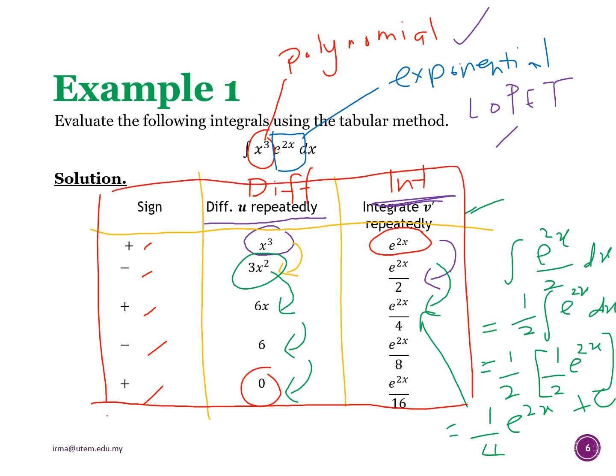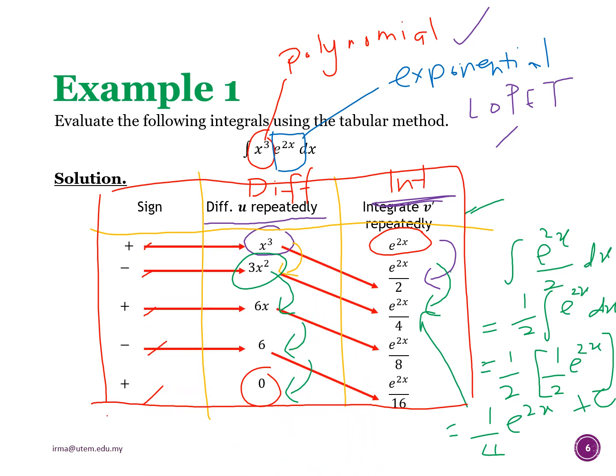What you need to do is to get the answer. After this you don't have to integrate or differentiate anymore, but you can have a multiplication. You need to cross it: x cubed times e to the x over 2, and we have the positive sign. And then 3x squared multiplied with e to the x over 4, and the sign is negative. And all of this you just put as a final answer.